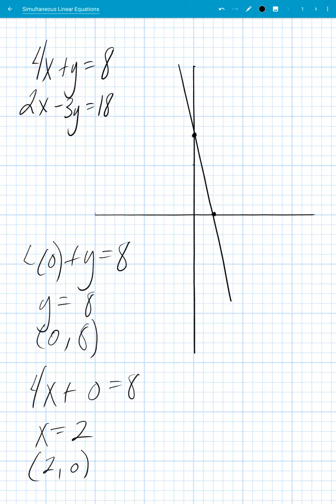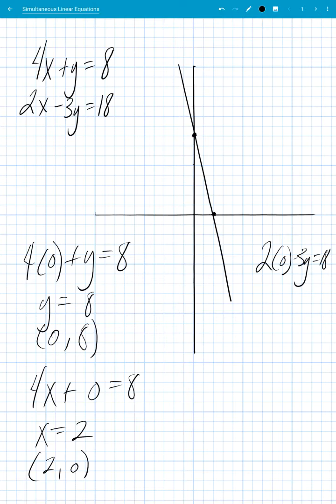Well, let's look at this second one. Let's look at the second equation right here and graph it as well. So do the same thing. I go ahead and plug in 0 for my x value and see what y is going to give me. Looking ahead here, I can see that I'll get an integer value, so that's okay. So here we have 2x. So I'm going to say 2 times 0 minus 3y equals 18.